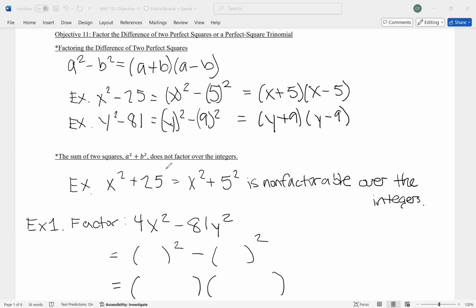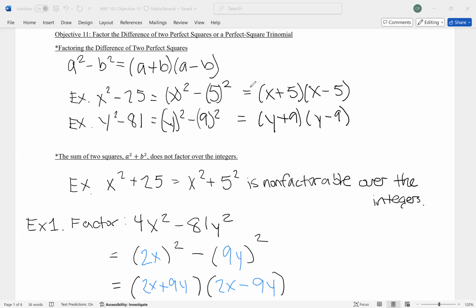Then when that checks out, we want to look at both of the terms and see what is being squared. So if we look at 4x squared, what is being squared is 2x, okay? If we look at 81y squared, what's being squared is 9y, okay? And after we have the 2x and the 9y, now we can write this as 2x plus 9y and 2x minus 9y, okay? So that is how this works.